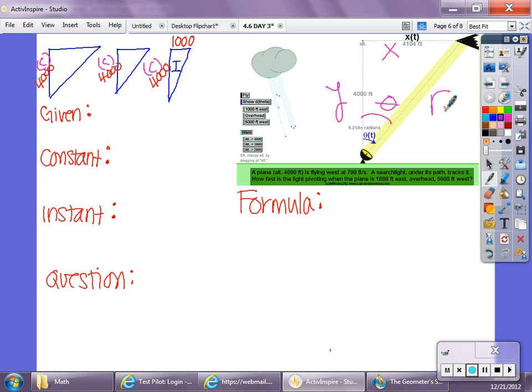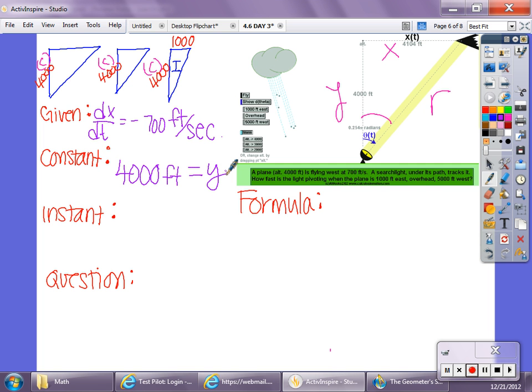All right, given information, I have a plane flying west. Is X getting bigger or smaller? The distance is getting smaller, so my dx/dt has to be negative 700 feet per second. That doesn't say given right there. I thought it did. My bad. Take that back. All right, so dx/dt is equal to negative 700 feet per second. All right, constant, when you drew your 3 pictures, you should realize that 4,000 is a constant, and that's my y variable.